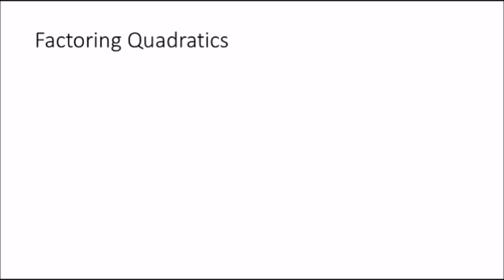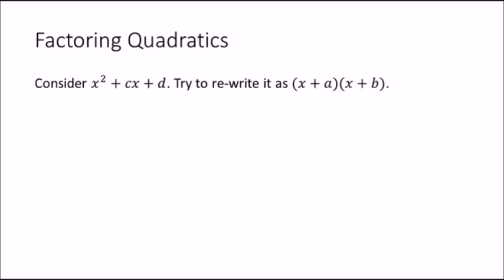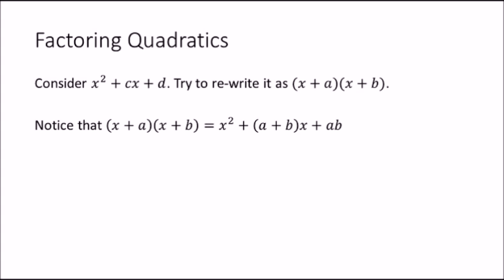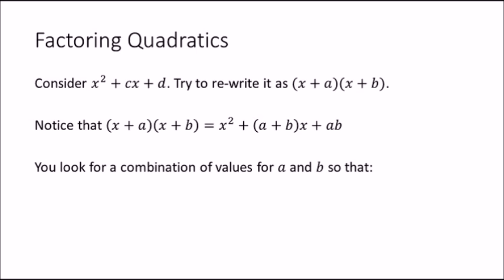When it comes to factoring quadratics, your goal is to basically take a polynomial expression like x squared plus cx plus d and rewrite it as the product of two terms, x plus a and x plus b. What you might notice is that when you expand out x plus a times x plus b, you get consistently that the coefficient on the x term is equal to a plus b, while your constant term is equal to a times b.